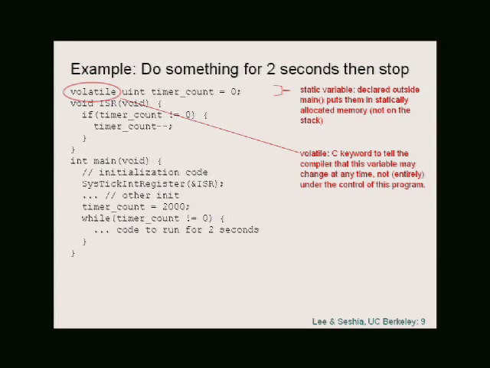Here in this code, timer count is intended to be a shared variable between these two functions. And you have to ensure that when the ISR updates the value of this shared variable, the main function is able to read it. Okay. Yes, Dorian. Why is it not decrementing it?